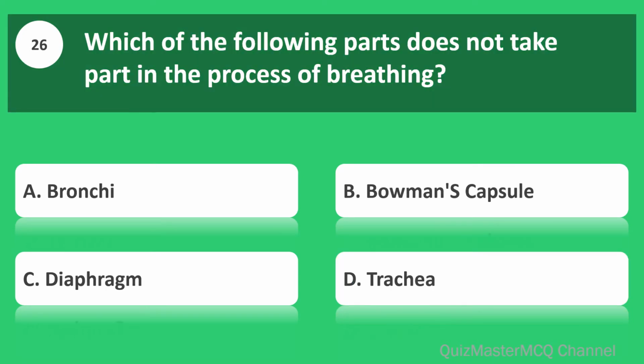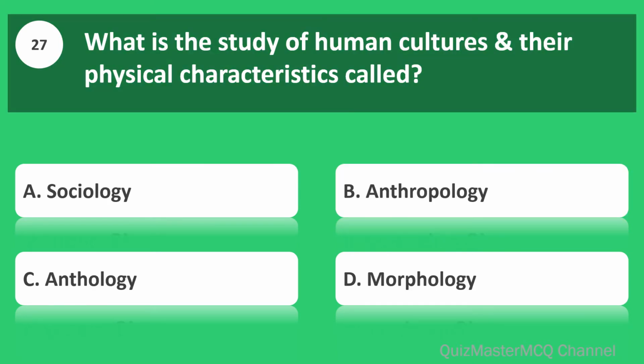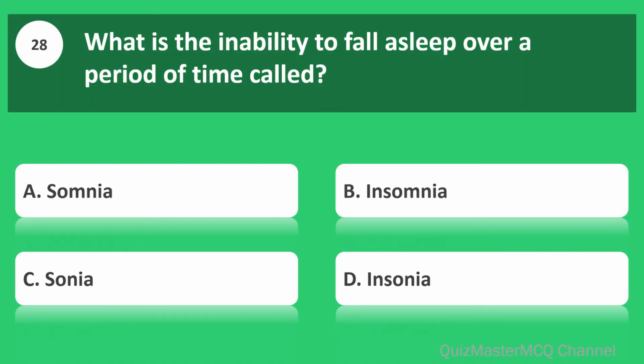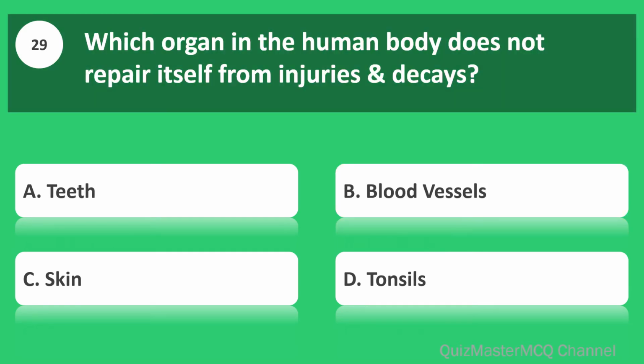Which of the following parts does not take part in the process of breathing? Bowman's capsule. What is the study of human cultures and their physical characteristics called? Anthropology. What is the inability to fall asleep over a period of time called? Insomnia. Which organ in the human body does not repair itself from injuries and decays? Teeth.